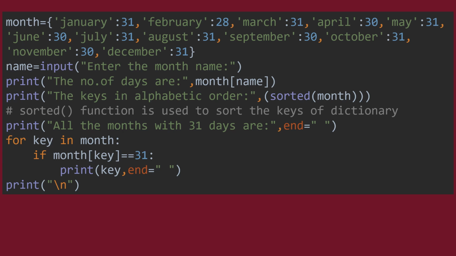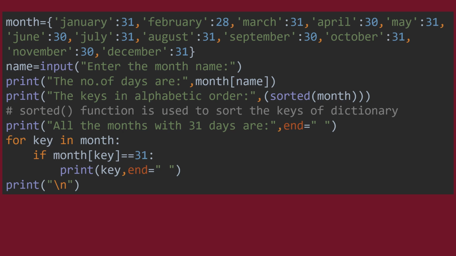Now to print the keys in alphabetic order, you can use something called the sorted function. If you just write sorted, within that you can pass the dictionary variable, then it will display all the keys in alphabetic order. You can just simply print the keys in alphabetic order, within the sorted function, you can just pass the dictionary name as month.